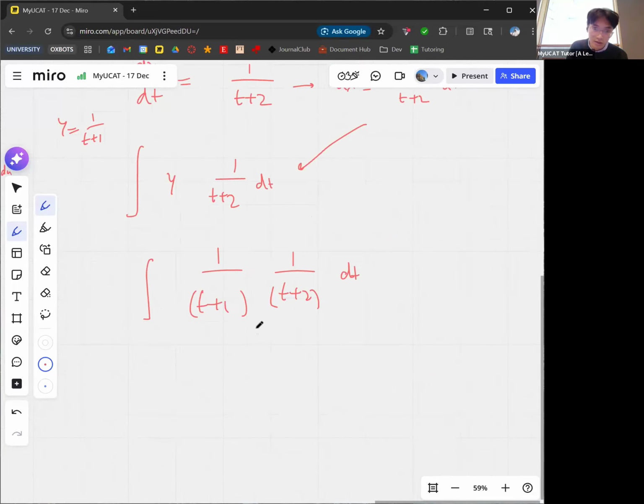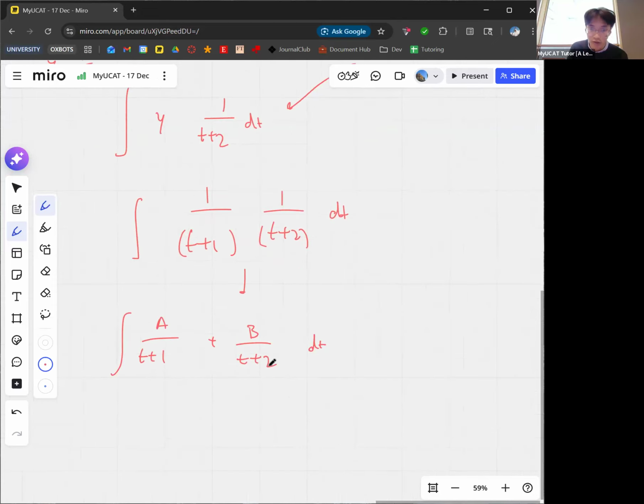So this should automatically scream, what's it called? The one where it's like A over. No, not product rule, because product rule is differentiation. This is partial fractions. Thank you very much. It's when you convert this into A over t plus 1 plus B over t plus 2, integral dt. Work that out with partial fractions.